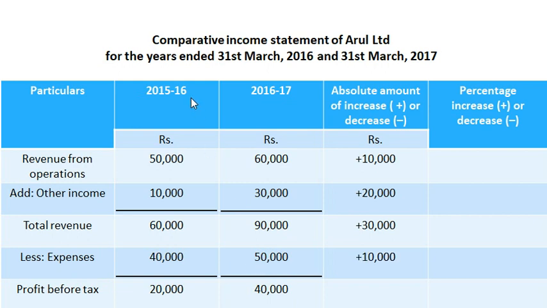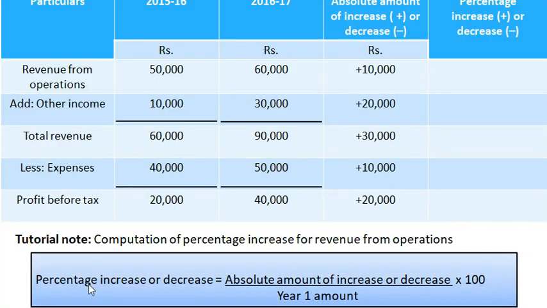In 2016, profit before tax is 20,000. In 2017, profit before tax is Rs 40,000. So, compared to the previous year, it increases by 20,000. After the calculation of the absolute amount, we have to find the percentage for the absolute amount. This is the formula for finding the percentage. First, we will find the percentage for revenue from operation. The absolute amount of revenue from operation is 10,000 and the year 1 amount is 50,000.